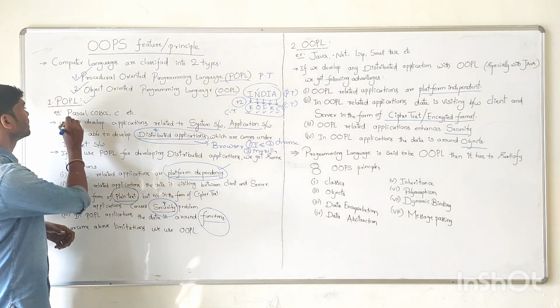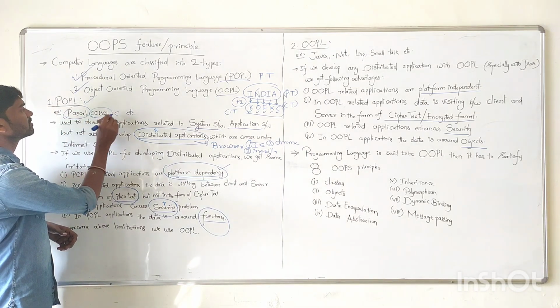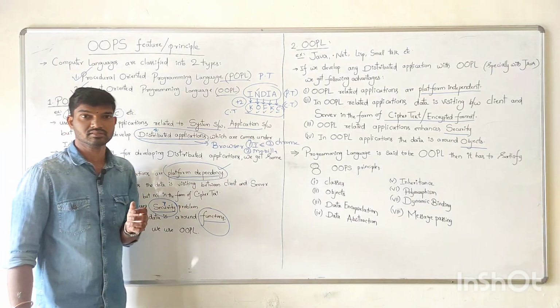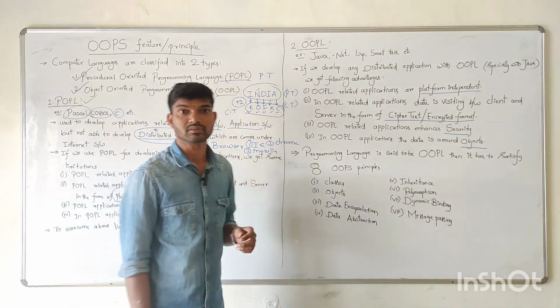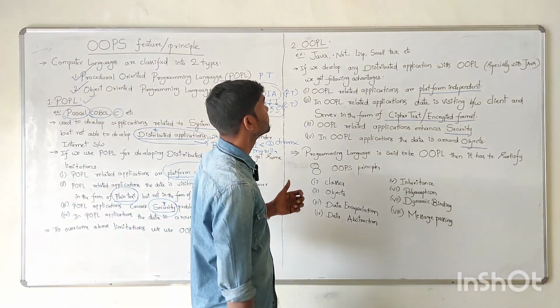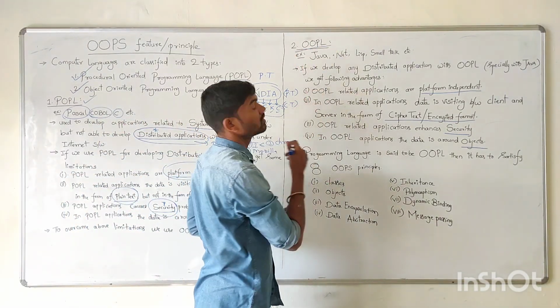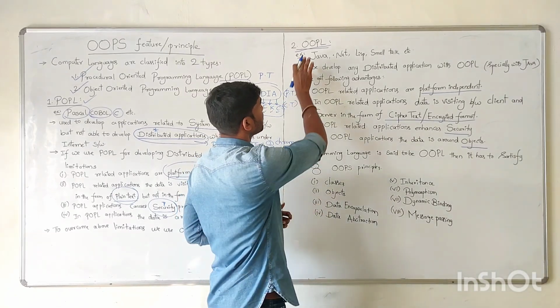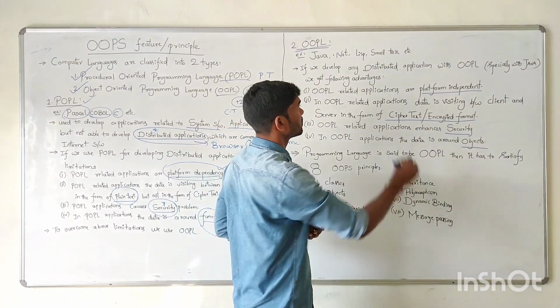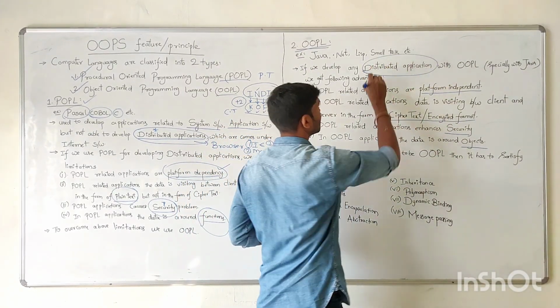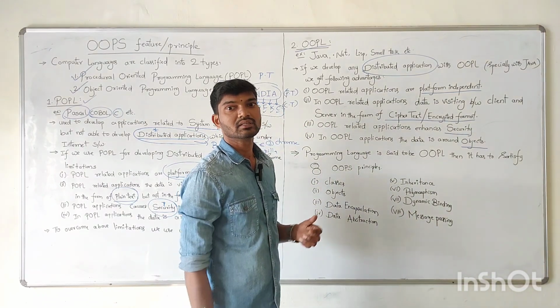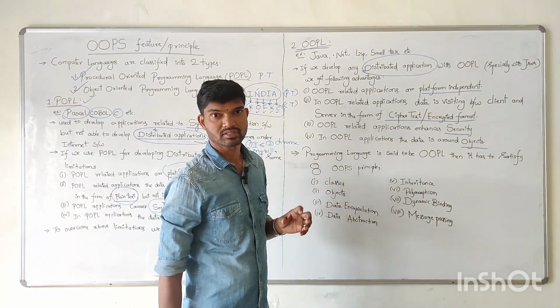Some examples of procedural-oriented programming languages are Pascal, COBOL, and C. Coming to object-oriented programming language, by using it we can develop distributed applications. I already told you what distributed means: the applications that run in the browsers.